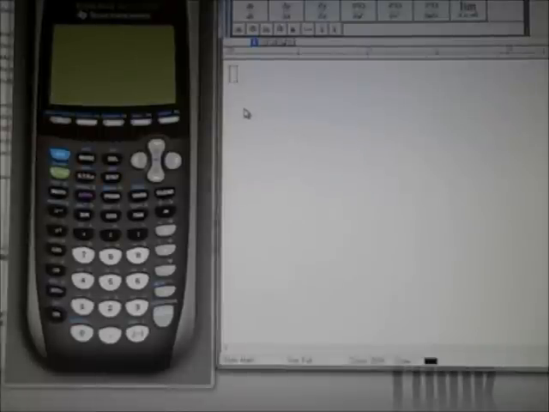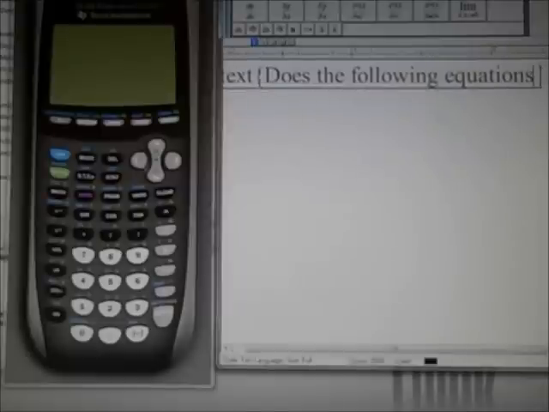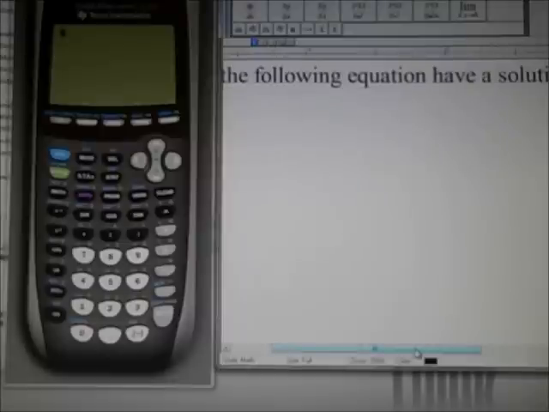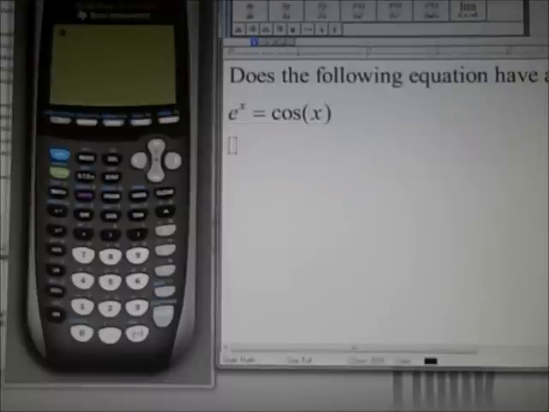The next thing that we can do using our calculator is determine solutions. So let's say that I want to determine a solution to an equation. So the question is, does the following equation have a solution? I'm going to give you the equation. You can't see all of it, but does the following equation have a solution? The equation is e to the x equals cosine of x. So is there a solution for x that makes this true?